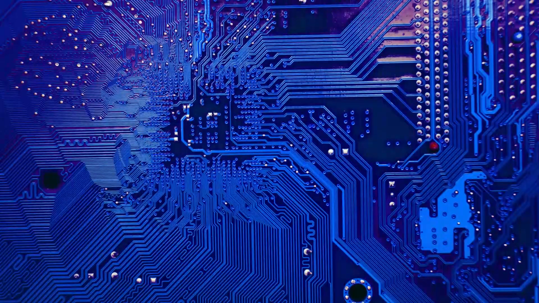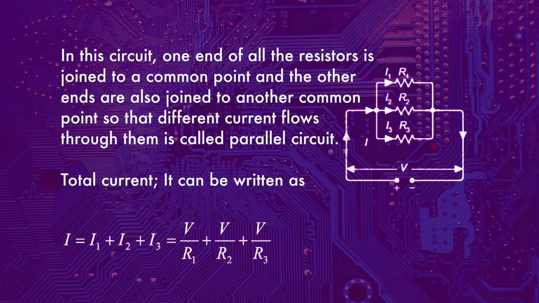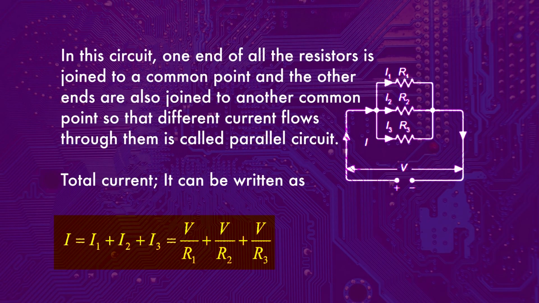In this circuit diagram, you can see one end of all the resistors is joined to a common point and the other ends are also joined to another common point, so that different currents flow through them. This is called a parallel circuit. So total current I can be written as I equal to I1 plus I2 plus I3. Whatever voltage is applied across this circuit is common to the resistances R1, R2 and R3. So I1 can be written as V upon R1, I2 as V upon R2 and I3 as V upon R3.